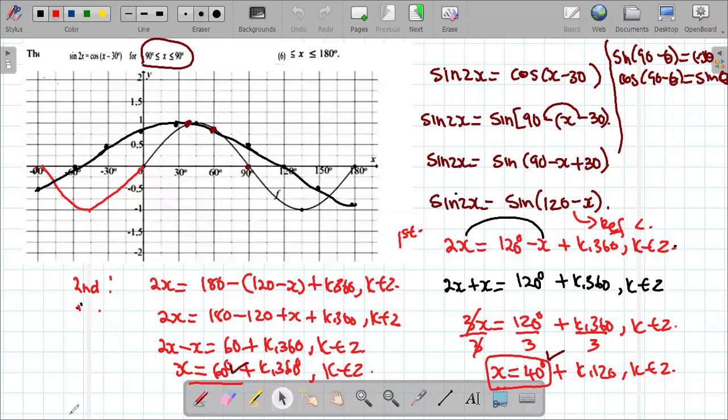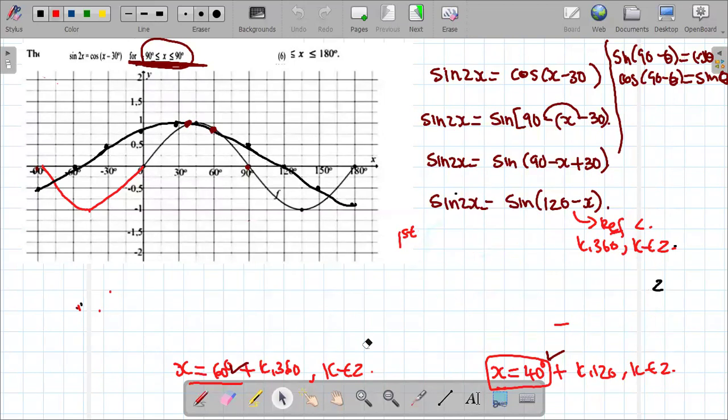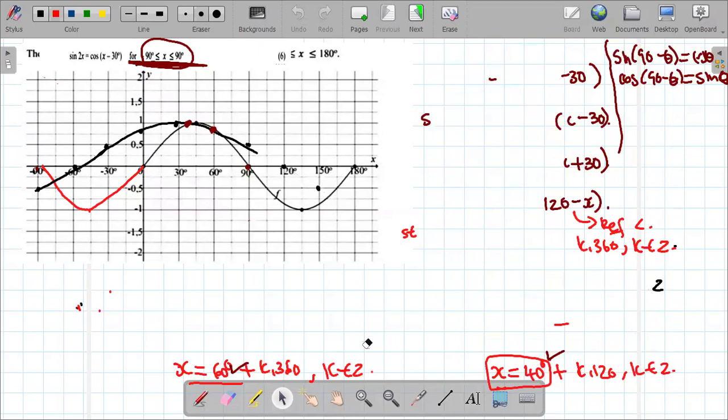But looking at this question, they mentioned something that is very important. They give us this domain. How do we deal with such? I'm just going to need only these two parts. I'm going to show you how to deal with this part. It is a 6 marks question, you don't just leave it like that. They said for which value of x between x equals negative 90 and positive 90.